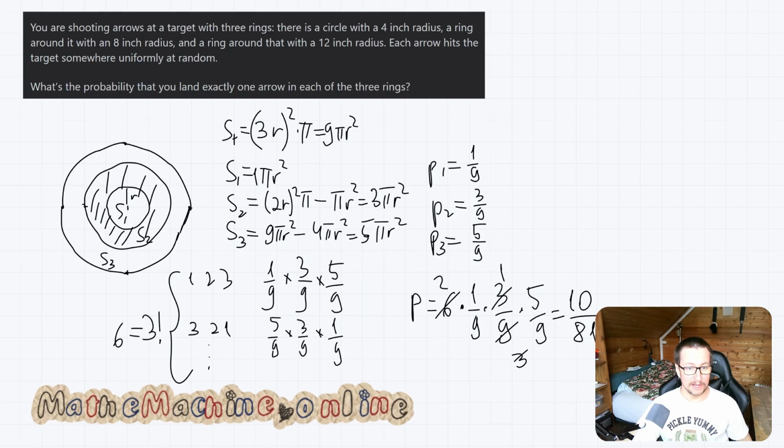And the probability of landing in 1 is over the total area, which is 9. The probability of landing in 1 is pi r squared divided by 9 pi r squared, so 1 over 9. Similarly, P2, the probability of landing here, is 3 pi r squared divided by 9 pi r squared. It is 3 over 9. I will not reduce it. And the probability of landing in 3 is 5 over 9.